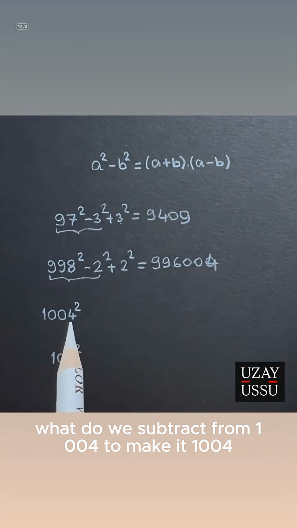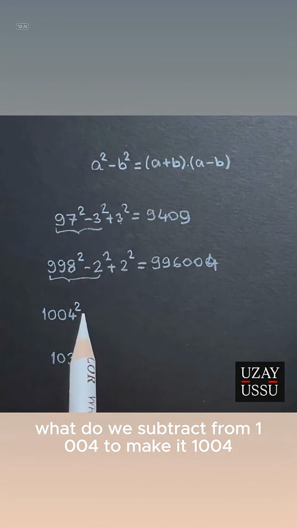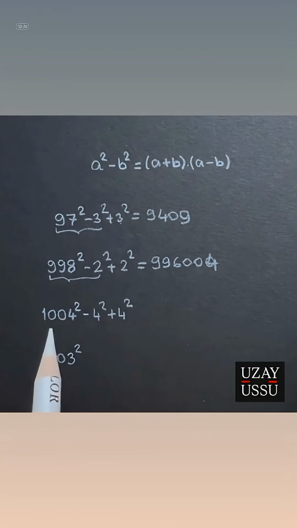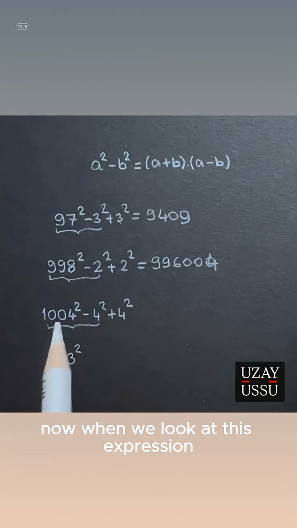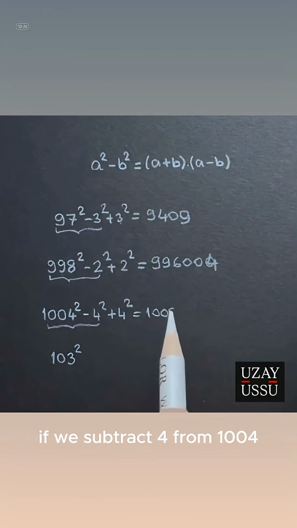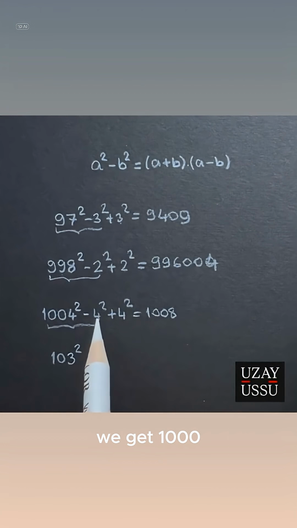What do we add to 1004 to make it 1008? So we subtract and add the square of 4 here. Now, when we look at this expression, if we add 4 to 1004, we get 1008. If we subtract 4 from 1004, we get 1000.